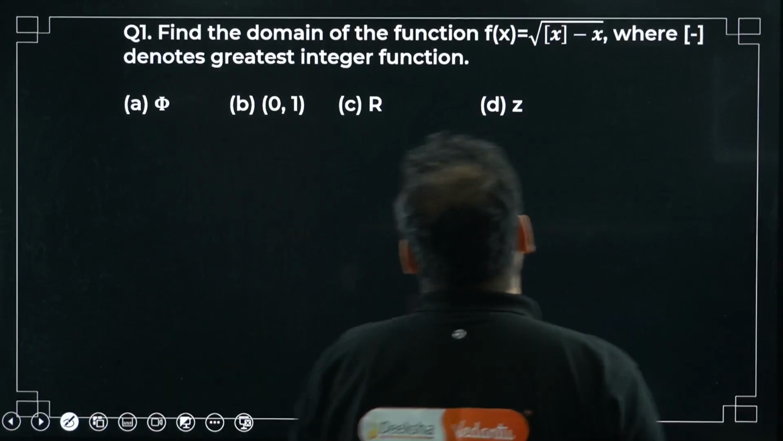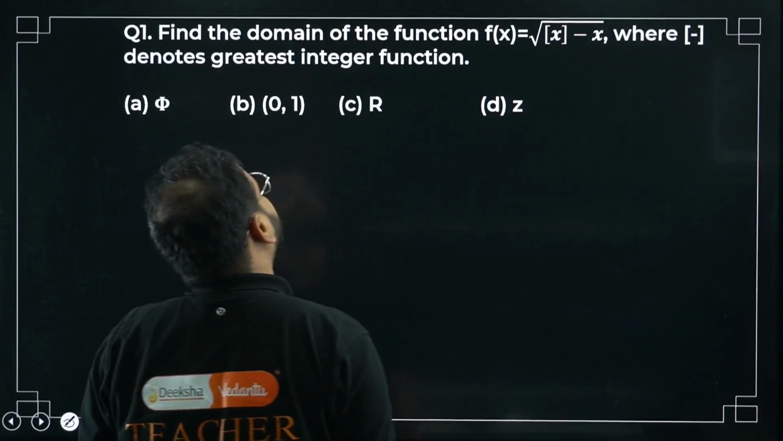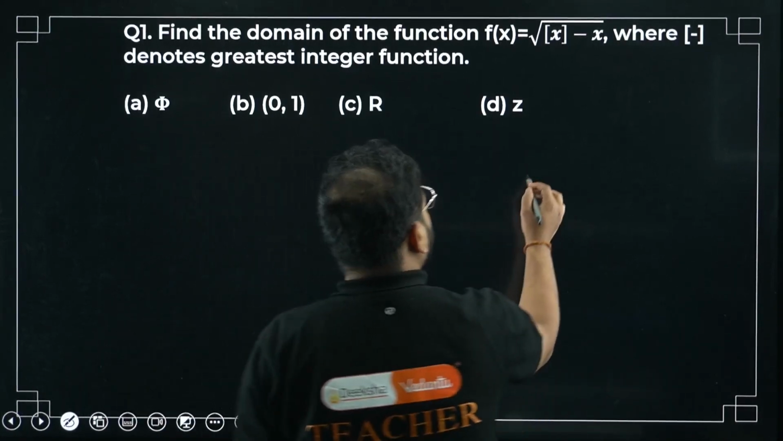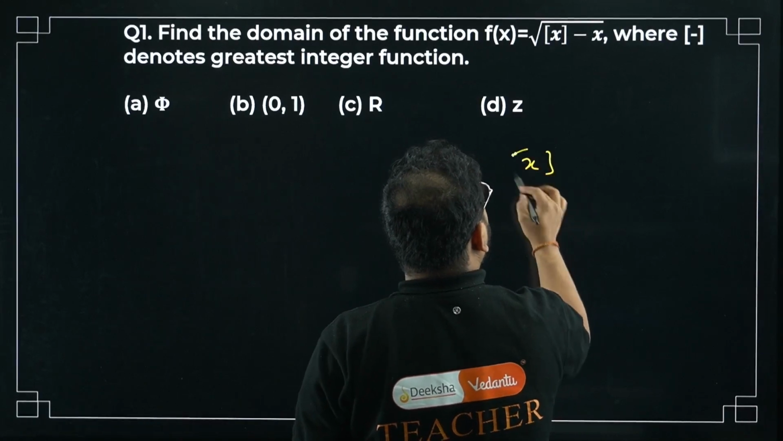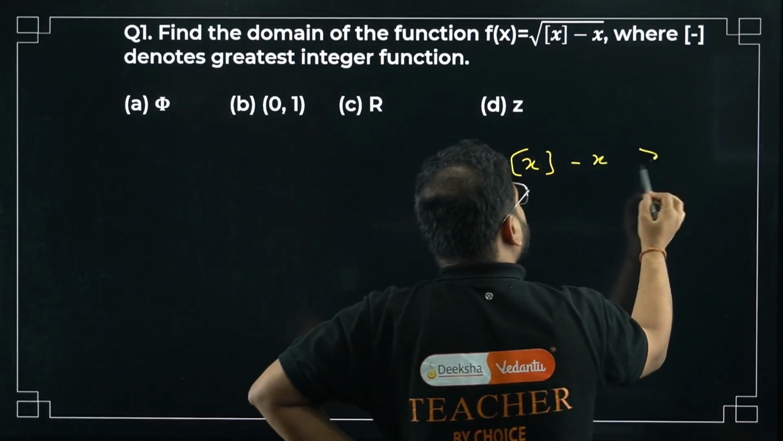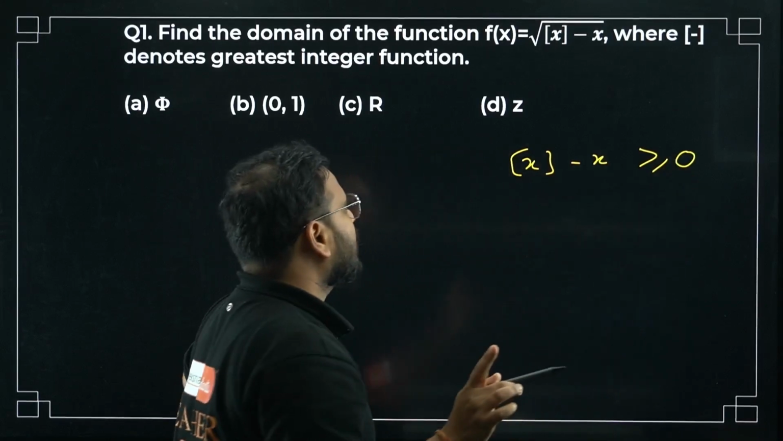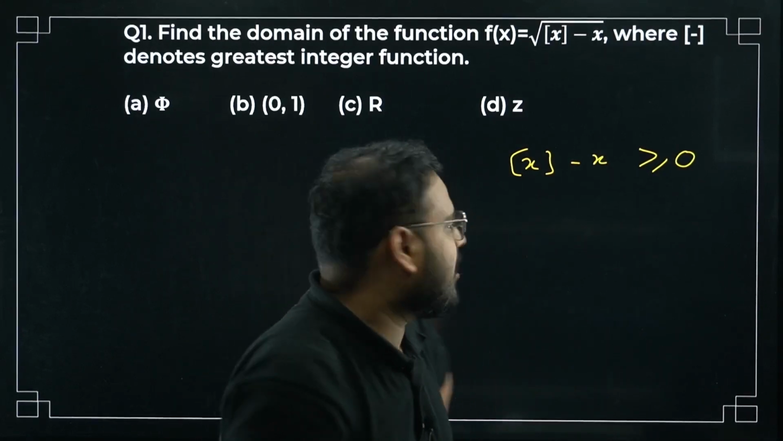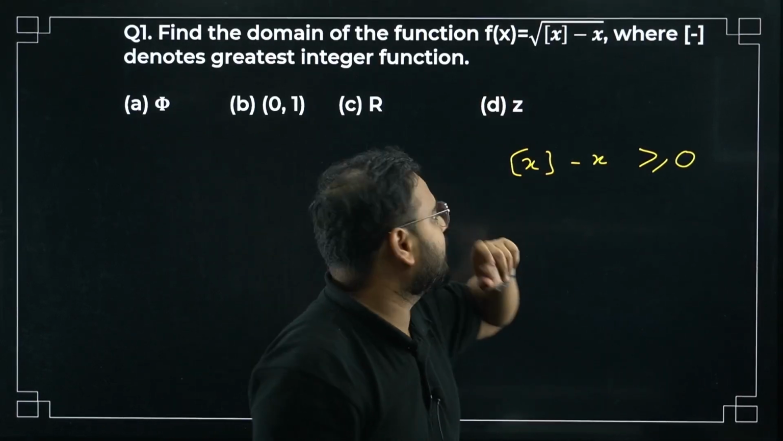But it is true. So what is the question, bacha? Find the domain of the function f(x). Okay, this condition is given. So this is there, bacha, minus x. First of all, this has to be positive, right? Positive or equal to 0. Correct? Positive or equal to 0. Otherwise, this root cannot work.